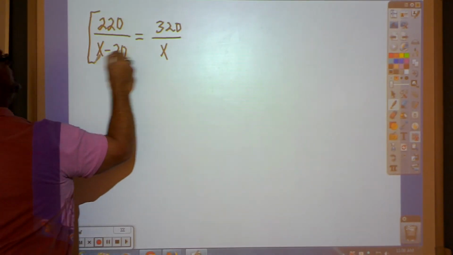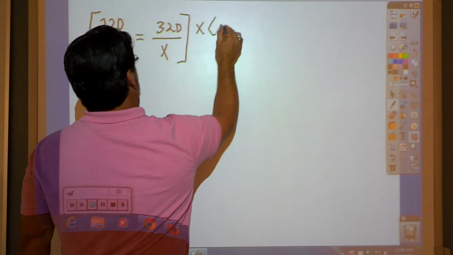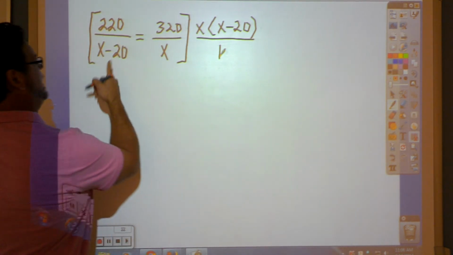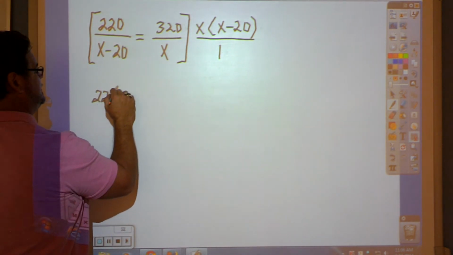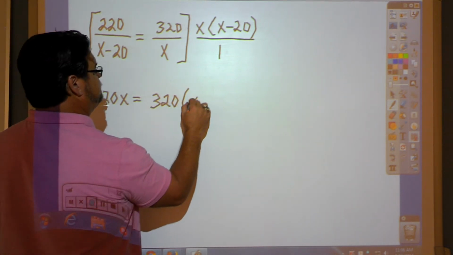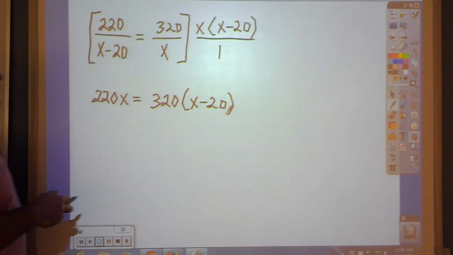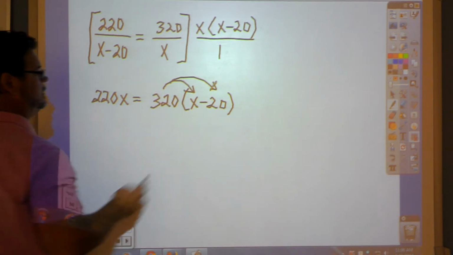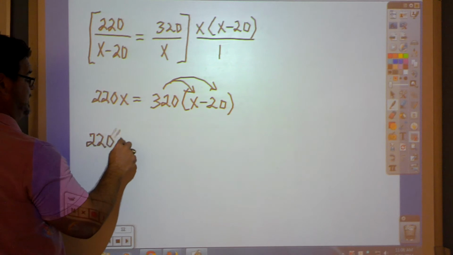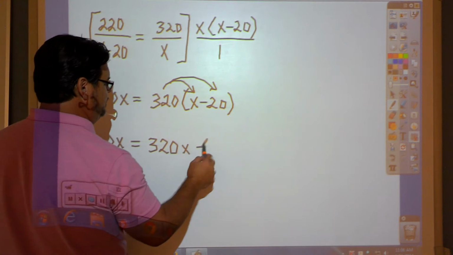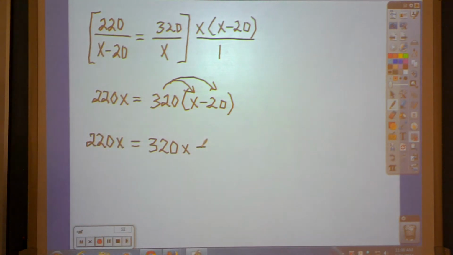Multiply both sides by x times x minus 20 over 1. And that will give you, the x minus 20's cancel and give you 220x is equal to 320 times what? x minus 20. And then distribute the 320. And that'll give you 220x is equal to 320x. Somebody give me that number. 320 would be 3,200, 3,200, 6,400.